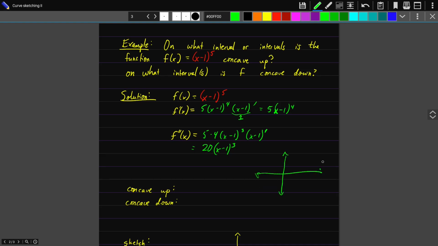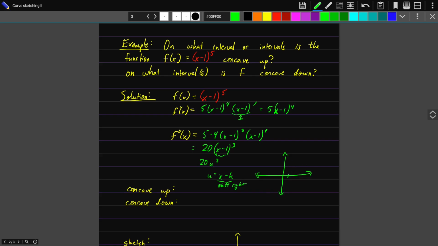It looks like the following thing. We're just going to graph the second derivative here. As you learned from pre-calculus, if you take a function like 20u cubed and you replace u with x minus k, that means you're going to shift the graph of 20u cubed to the right by k units. So in this case, we're going to be shifting the graph of 20x cubed to the right by 1 unit. So it's going to look like that.